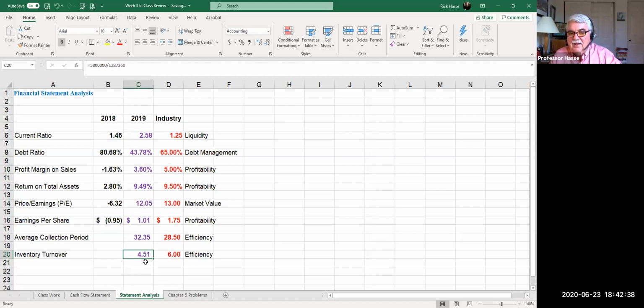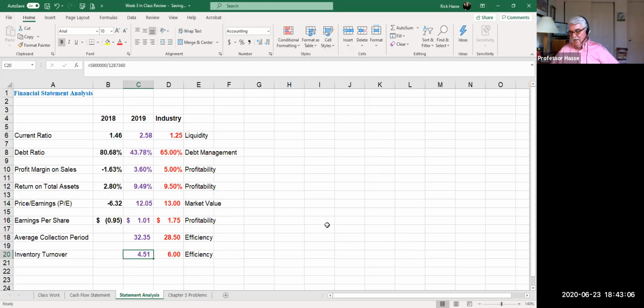But naturally, the higher this number, the better. That means you're selling your inventory. You're ordering more inventory, you're producing more inventory, you're selling it. Notice the industry average was 6. I'm sorry, I kind of screwed up the flow there. Inventory turnover is the cost of goods sold from the income statement divided by the beginning inventory balance at the beginning of the year to get how many times you turned over your inventory during the course of the year.